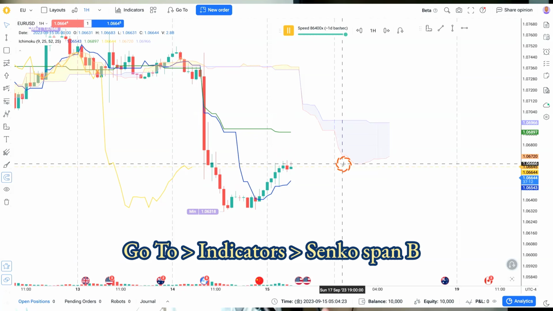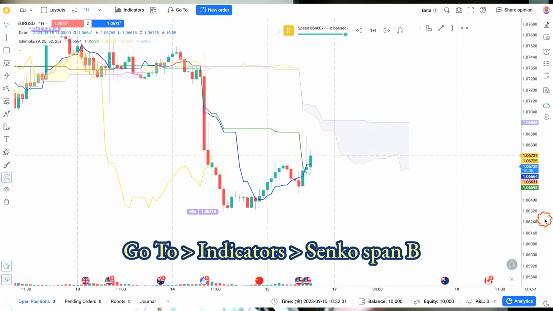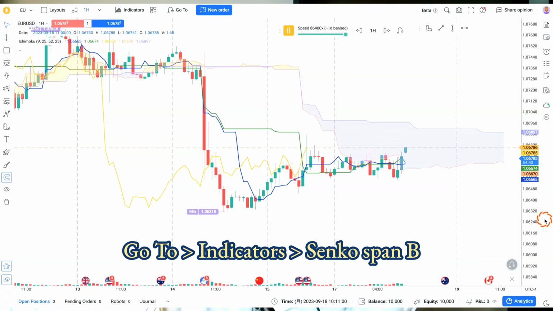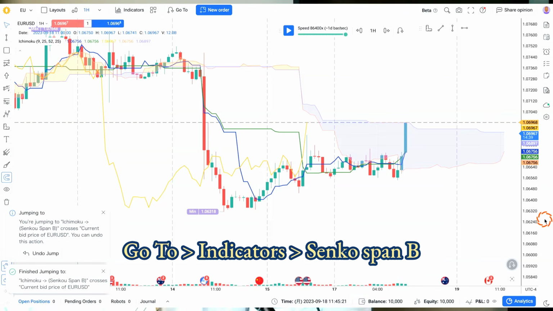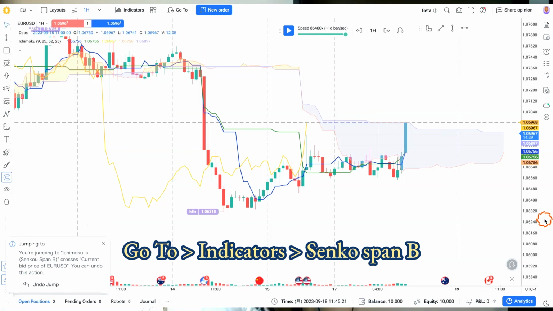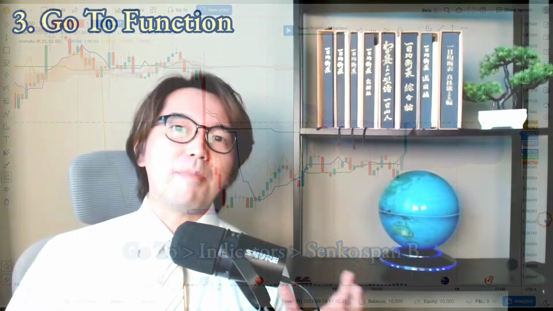Look at this. The software automatically fast forwards through the useless ranging market and stops perfectly right at this decisive moment of the Kumo breakout. And of course, you can use this go-to function not only for Ichimoku, but also, let's say, the resistance breakout or the trendline breakout, or when the market reaches a specific price level with the price action, or even on indicators themselves, like moving averages cross, for example.